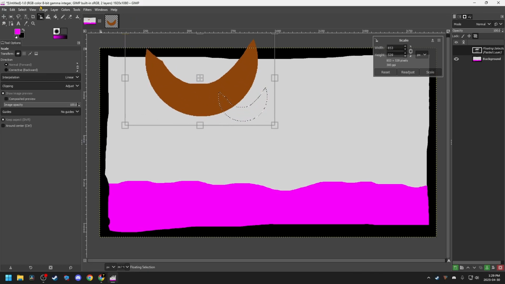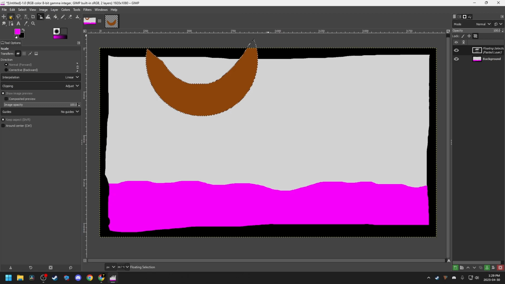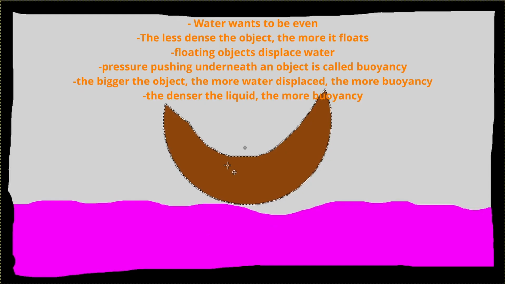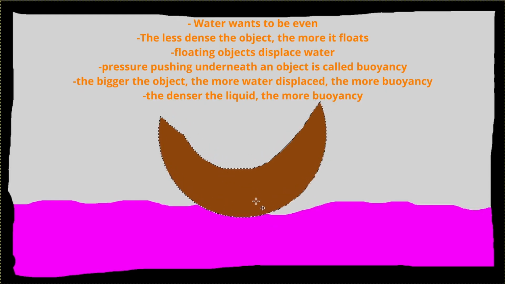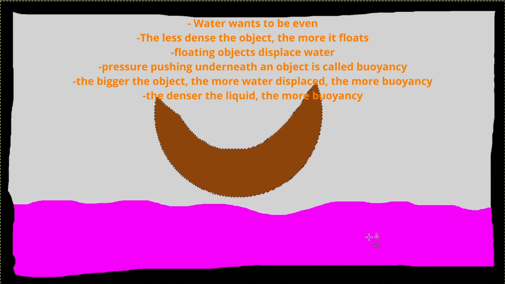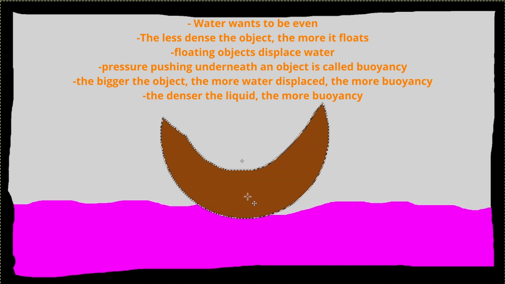Okay, so if you have the same object as before, right? Scale, yes. No, scale. There we go. It'll float way more. It'll float way higher. It'll barely touch the surface. Now it depends how dense it is. The more dense the liquid, the more it'll float.